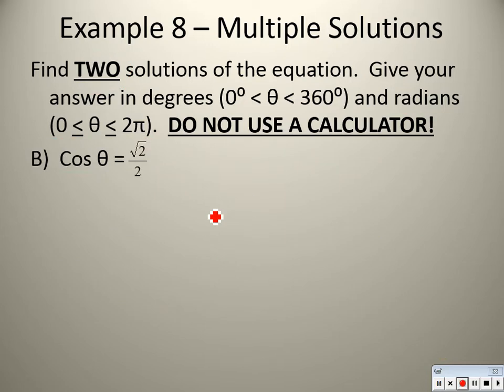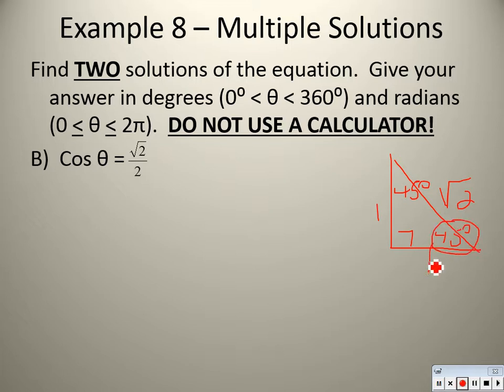Part B, I'm going to do the same kind of thing here, but notice with this, it's the cosine of theta equals root 2 over 2. So I'm going to draw myself a little 45, 45, 90 over here: 1, 1, square root of 2. So remember that anytime you have the cosine of a 45-degree angle, this would be 1 over root 2, and remember 1 over root 2 is just root 2 over 2. So that tells me here that one of the values of theta is 45 degrees.